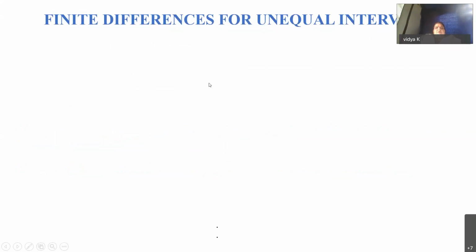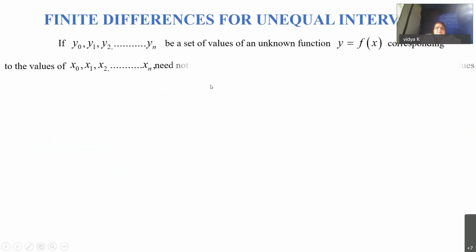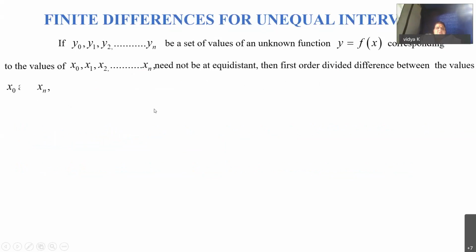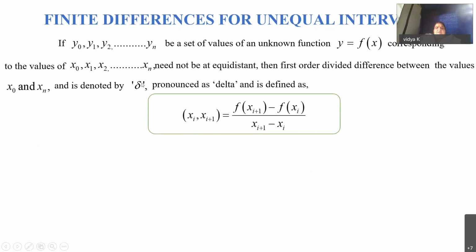So first we go for finite differences for unequal intervals. These are the values of y for n plus 1 values of x which are not at equidistance. Then we define one more finite difference, called delta, small delta, and it is defined here not using an operator, but in terms of pairing. For any pairing xi and the next value xi plus 1, as the name suggests, it is a divided difference. You divide the difference of y values by the difference of x values. That's all.